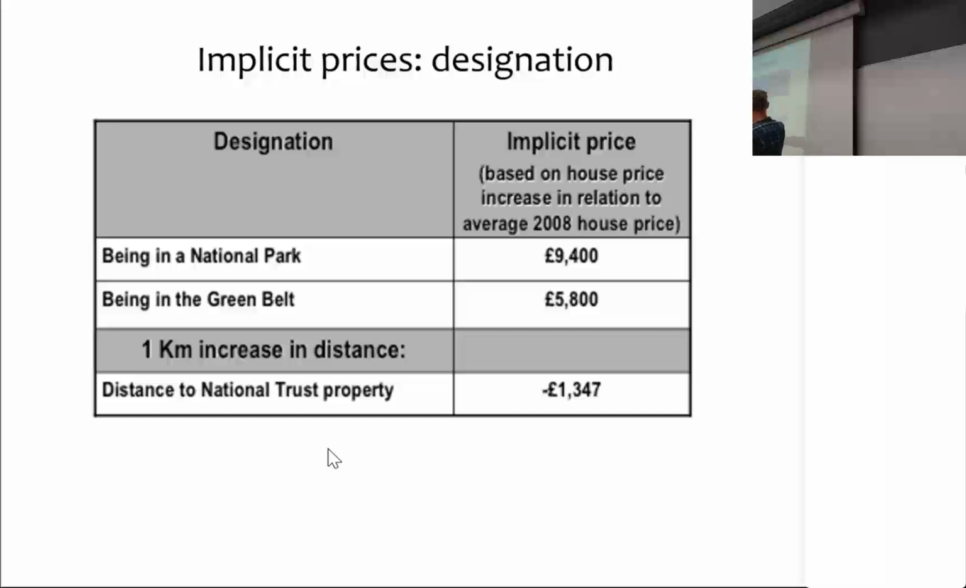If you live close to a National Trust property, it drops. This is not because people don't like the National Trust. This is because so many people like the National Trust. So if you live near a National Trust site, then you have a lot of congestion, you have all sorts of idiots parking their car in front of your house, making lots of noise, and so on and so forth. Really, it's very nice, but you don't want to be near there, right? That is why this is a negative sign.